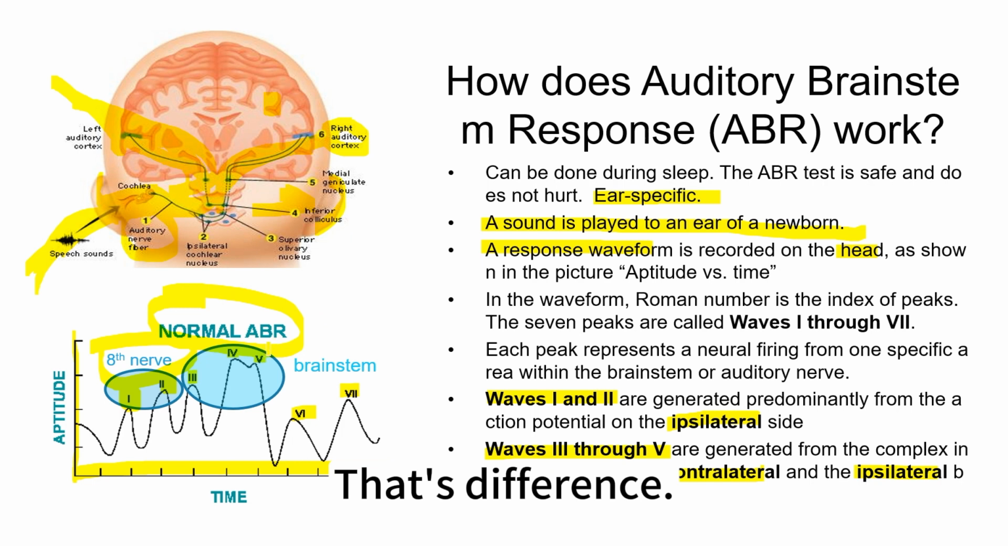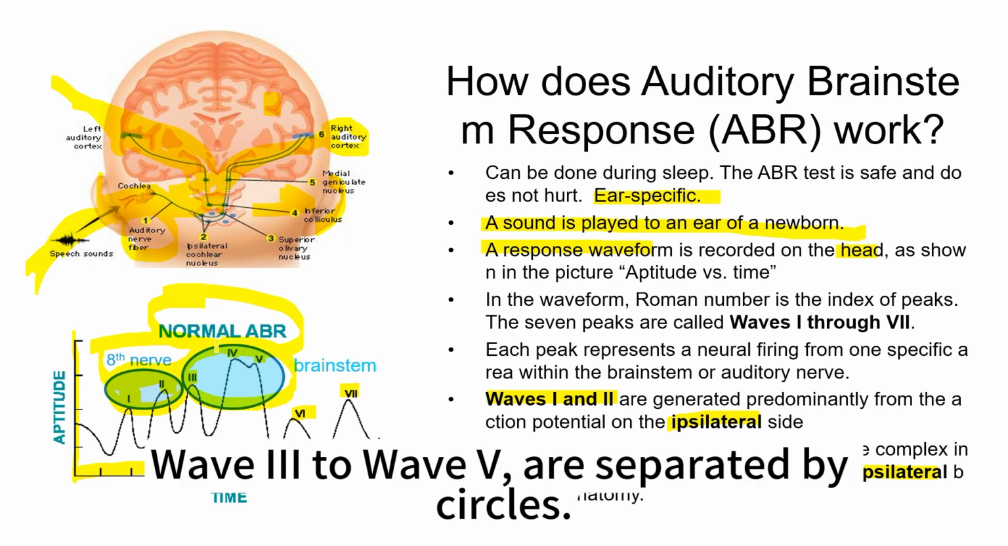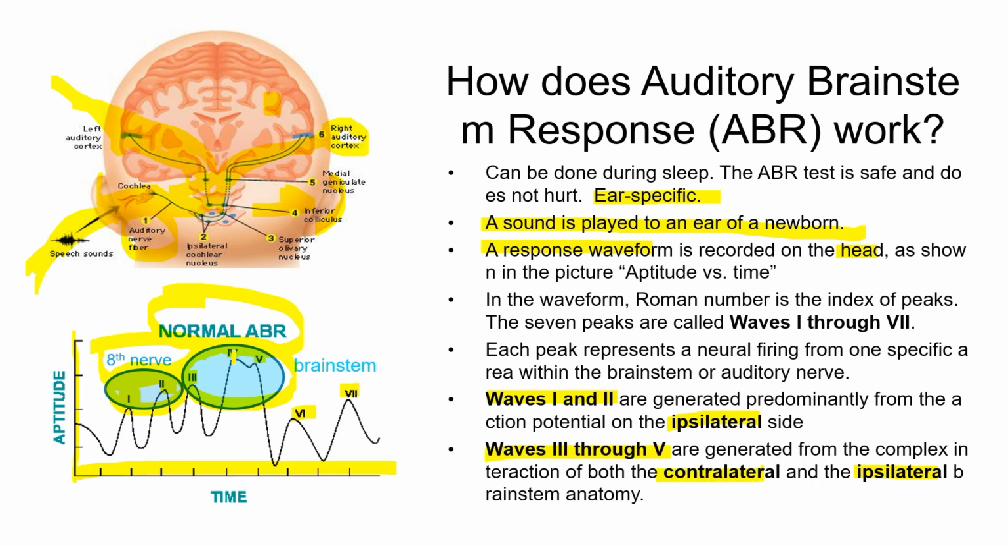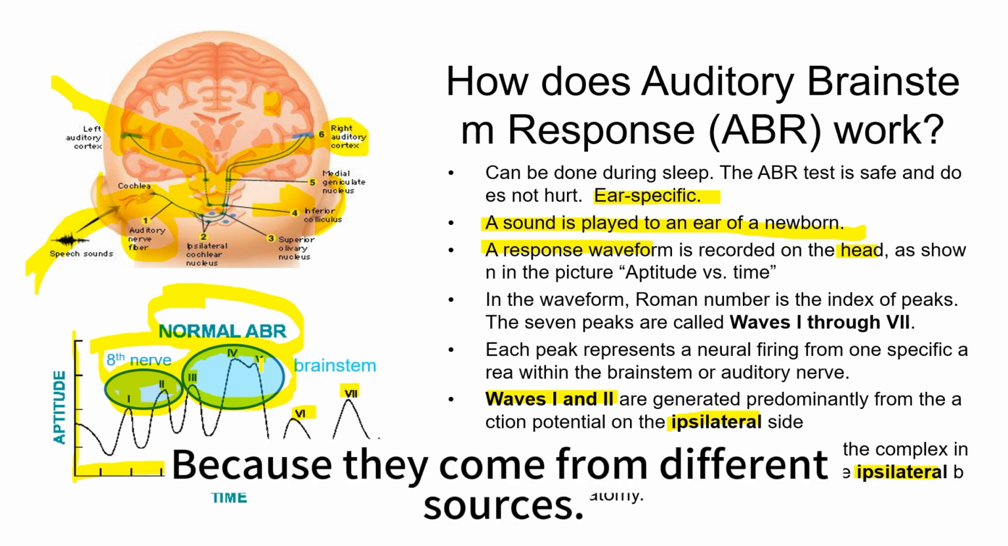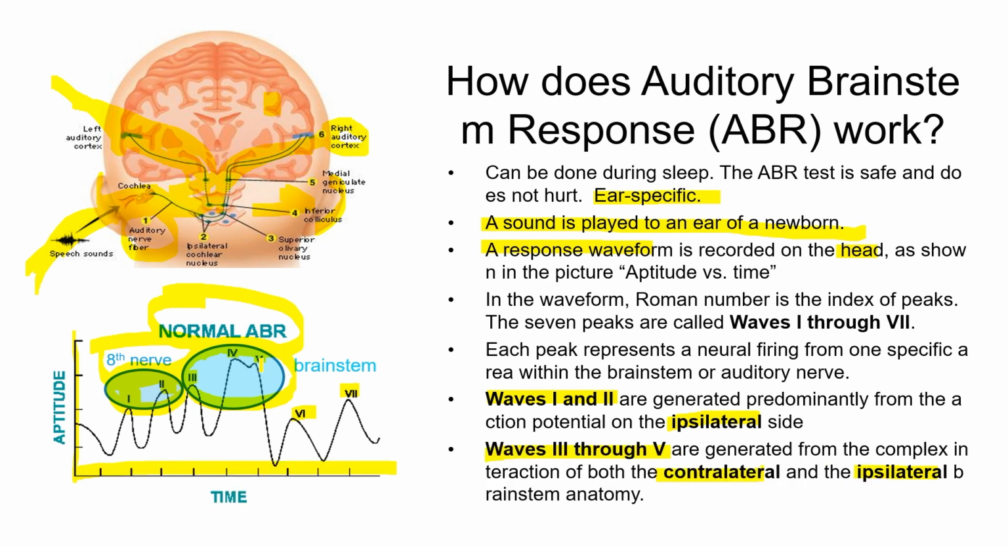So that's the difference. As you can see on this picture, the first two waves and the wave 3 to wave 5 are separated by circles. That's the reason why we separate them, because they come from different sources.